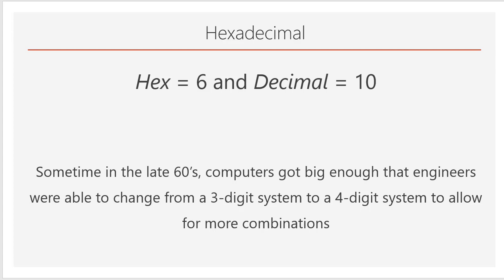So sometime in the late 60s, computers got big enough that engineers were able to change from a 3-digit system to a 4-digit system to allow for more combinations. And that's where hexadecimal was born. So that's how old this stuff is, from the 60s.